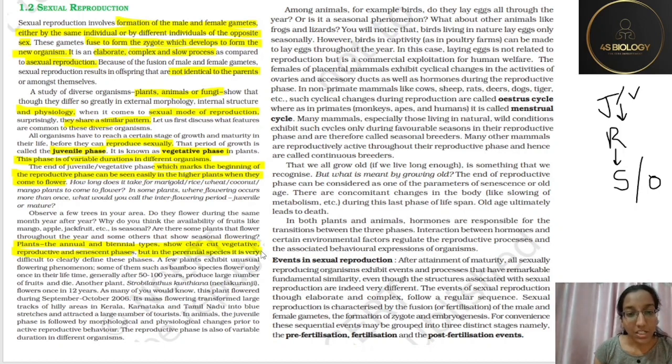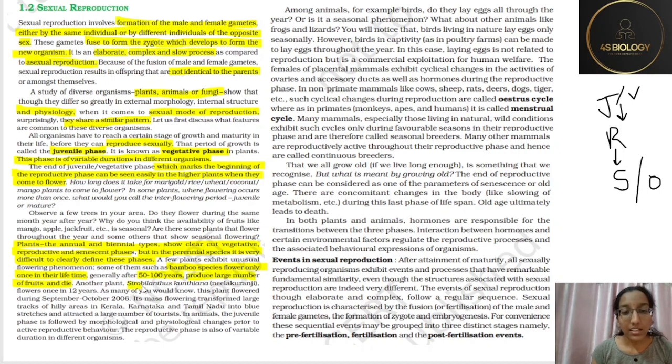But in perennial species, it is very difficult to clearly define these phases. In some you can define them, in some you can't. A few plants exhibit unusual flowering phenomena. These examples are very important and have been asked in the NEET exam also. So look, there is one bamboo species which flowers only once in its lifetime, generally after 50 to 100 years. After flowering it dies. It produces a large number of fruits and dies.